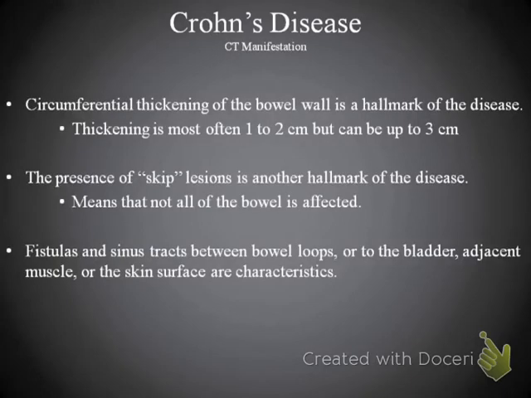So what does it look like on CT? Typically you're going to see circumferential thickening of the bowel wall as being the hallmark of the disease. Thickening is most often 1 to 2 centimeters, but can be up to 3 centimeters. So you're going to look for bowel wall thickening. The presence of skip lesions is another hallmark of the disease. So let's look for skip lesions as well.